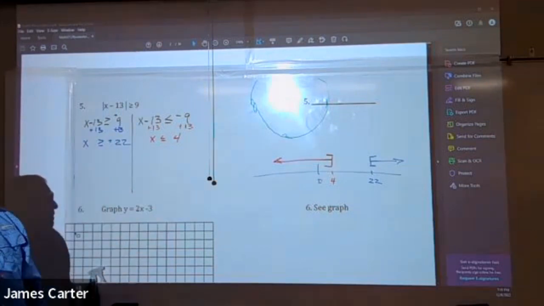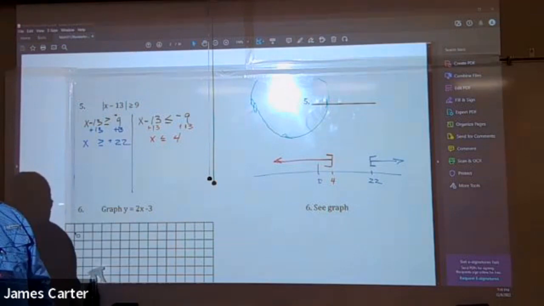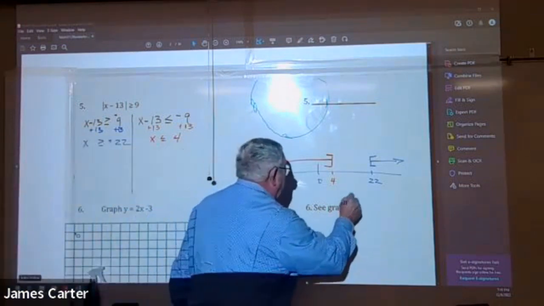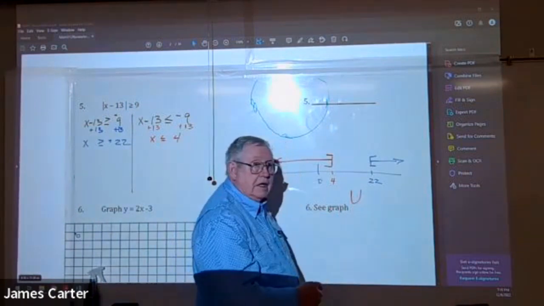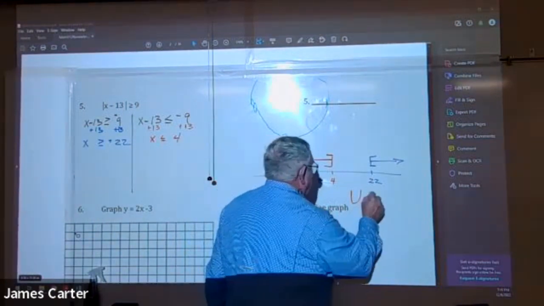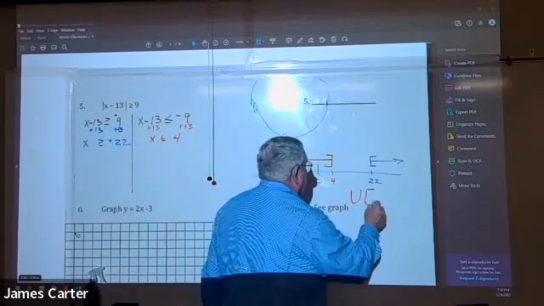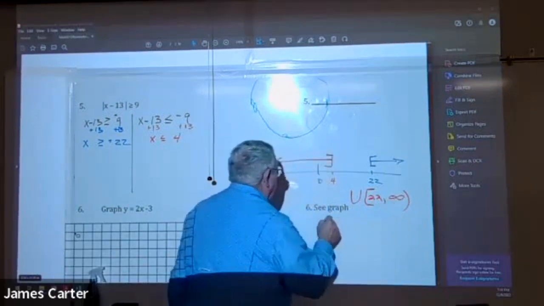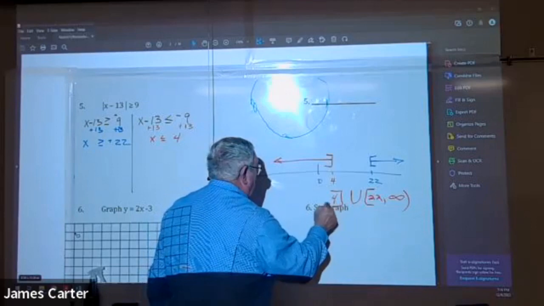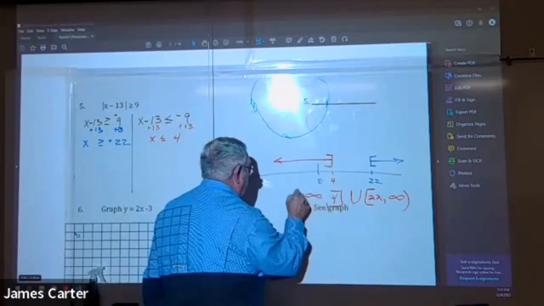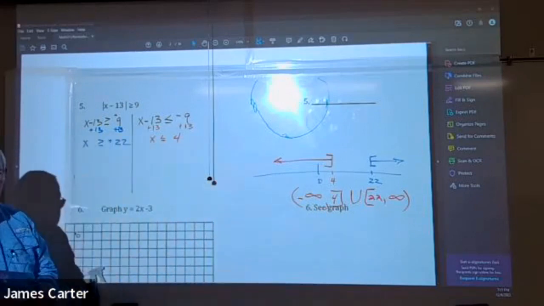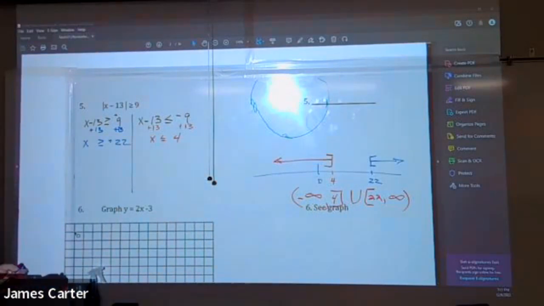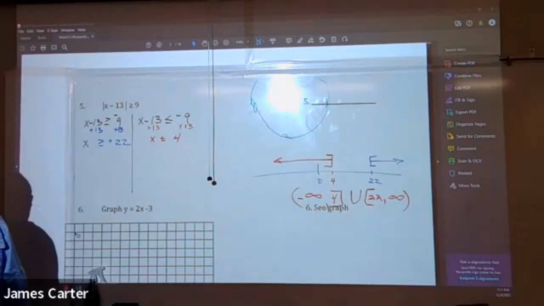So basically, this one is an or statement or a union statement, because we have the gap here, we have a union in our interval notation. So then the interval notation looks just like this, 22 to infinity. And on this end, 4 to negative infinity. What? I forgot my bracket. Yeah, it makes a difference whether it's brackets or parentheses. Any questions before I go on?